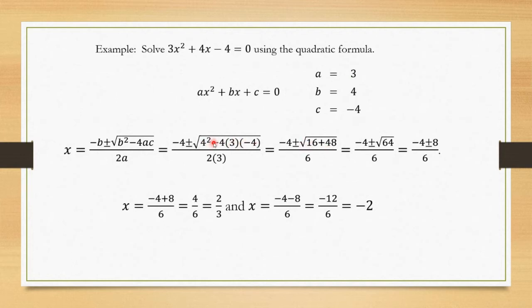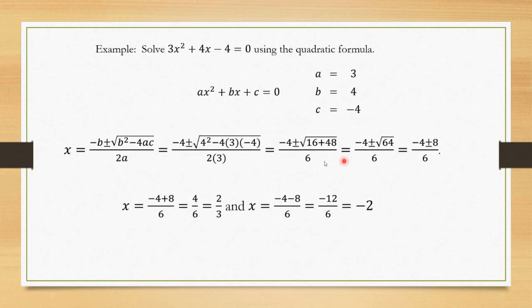You have minus a negative, like so. You know, minus a negative becomes addition. So this becomes negative 4 plus or minus the square root of 64 over 6. And the square root of 64, right? 64 is a perfect square. The square root of 64 is 8.